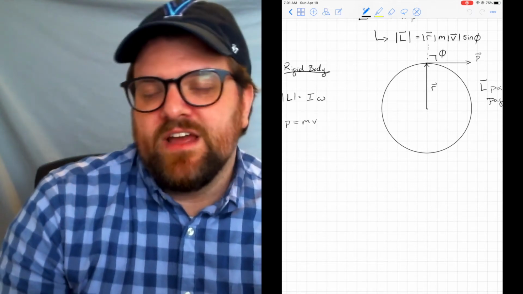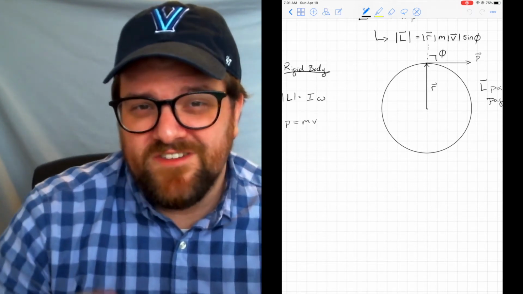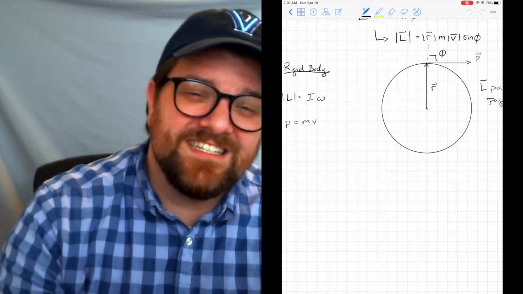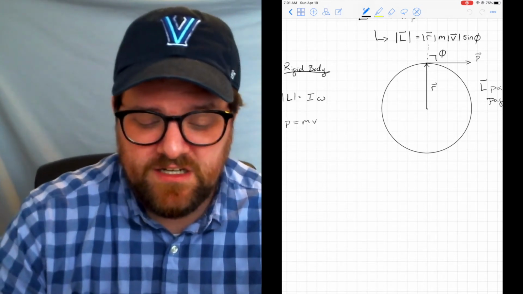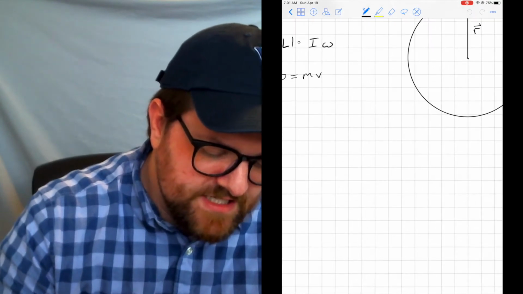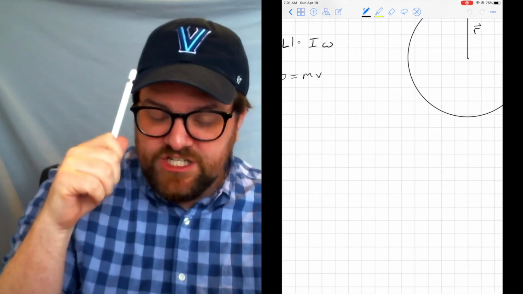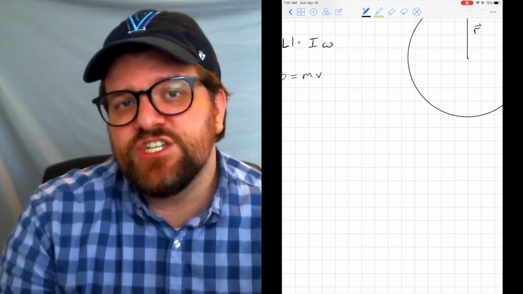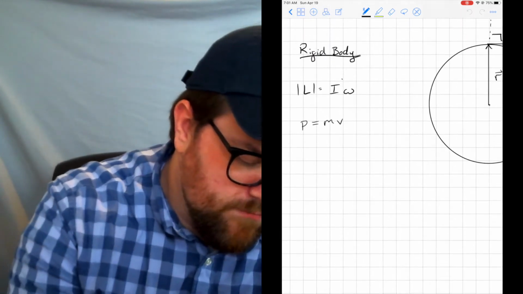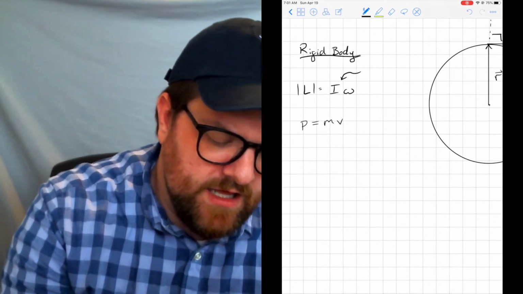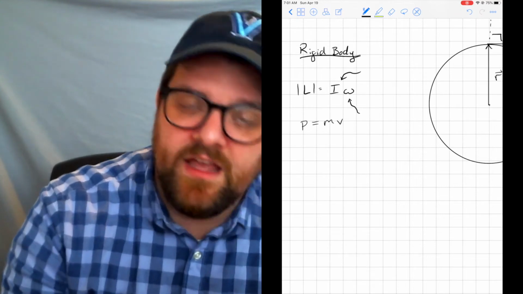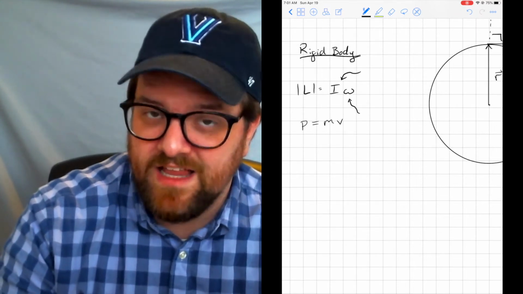We need to conserve angular momentum just like we're conserving linear momentum. We need to conserve both in a collision, all right? And so that's actually really key when we change our moment of inertia. I need to also update my angular velocity, right?